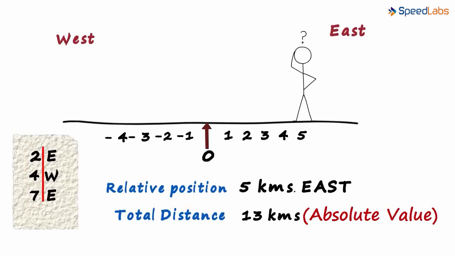Did we need to consider the direction here? No. All we needed was the absolute value of the distances. We just ignored the direction or the sign and just considered the numerical value to know the total distance you covered by walking.